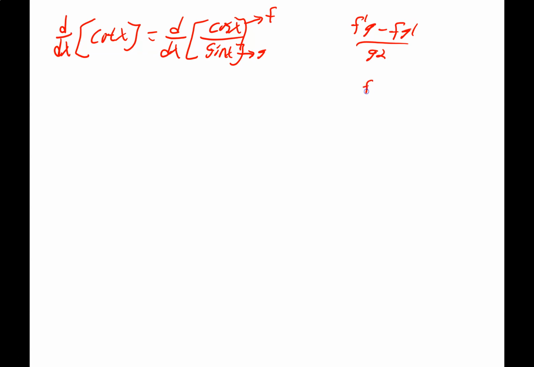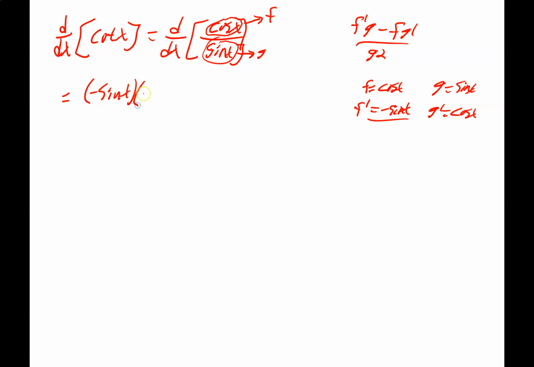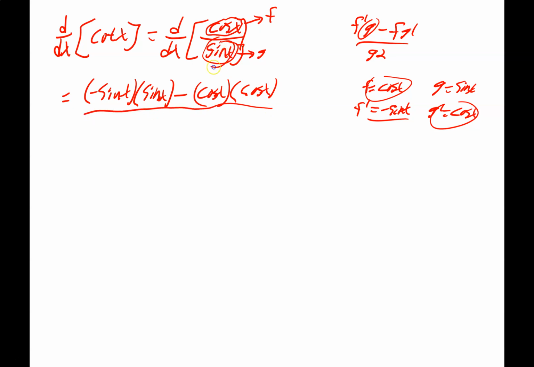Let's go and order our components. So my f is the top function, cosine. So my derivative, which we've already proven, derivative of cosine is negative sine. My bottom, my g, is the sine, and the derivative of sine is cosine. And let's do a little quotient rule here. So f prime is negative sine x times my g, which we said was sine x, minus f, which is cosine, times g prime, which is also a cosine. So that all over my g, or my bottom, squared.